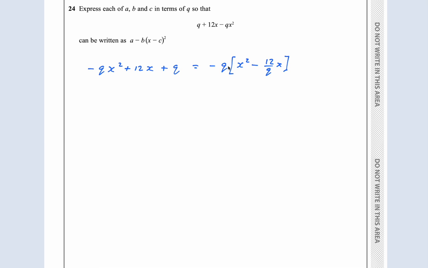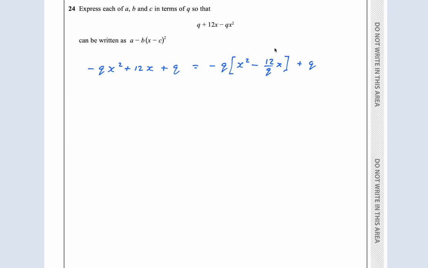Well, basically, I'm multiplying by minus q here, so I need this minus q there to cancel out, so I'll have my plus 12x. If you multiply this out, you'll see you get minus qx squared plus, minus times minus is plus, and the q's cancel, so you get 12x. Okay, this is hard, obviously, guys, but this is how you do it. So we get this, and then there's a plus q at the end.